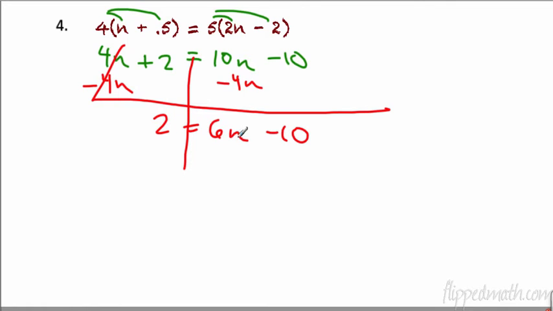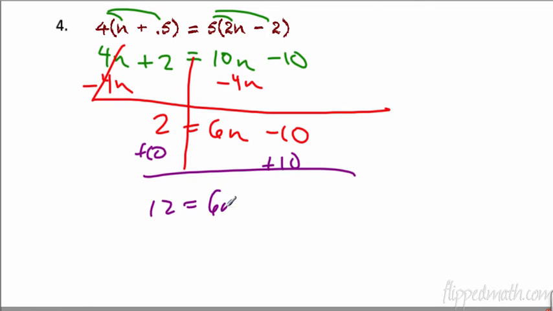We got 2 equals 6n minus 10. Let's get rid of that minus 10. The opposite of subtracting 10 is adding 10, both sides of the equation. Draw the line. So 2 plus 10, 12, equal sign, 6n. And then these guys will cancel out, so they're gone.